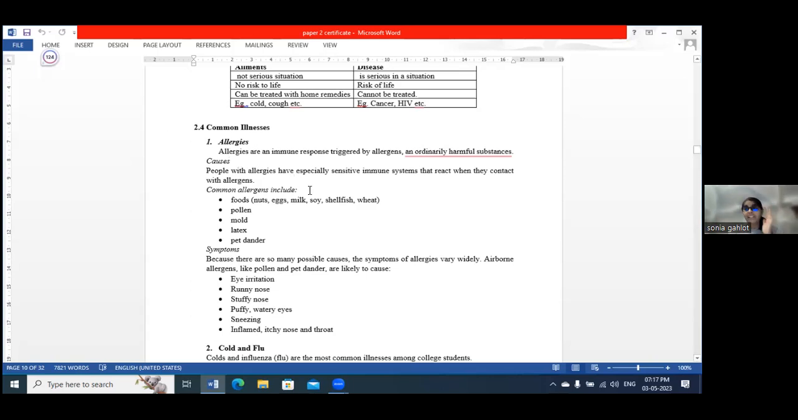Now, the first illness that we talked about is allergies. What happens? These allergies are triggered by allergens, the harmful substances for the body. And what are the various causes? The cause of this is a sensitive immune system towards that particular allergen, whenever it comes in contact with that allergen, leading to an allergic reaction.